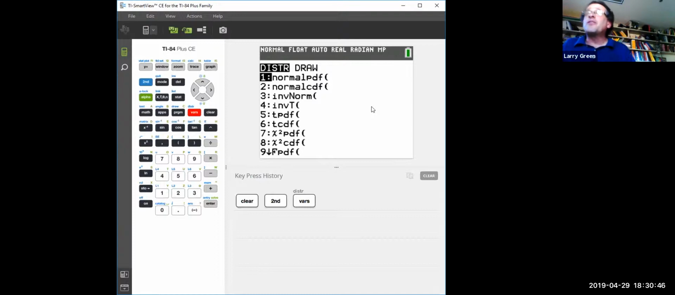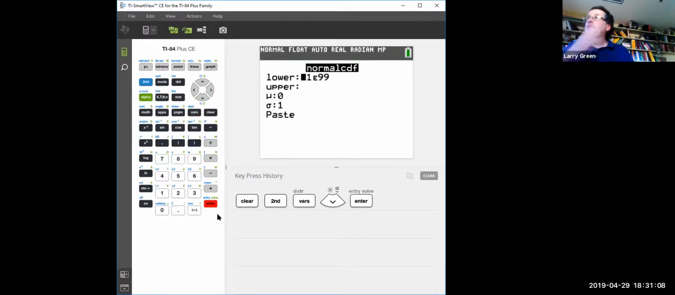This first one, normal PDF, if you ever use it, think again, you're doing it wrong. I don't know why they put this as the first one because that's usually the easiest. It turns out the second one is what we want, which is normal CDF. So we get a normal CDF because we want a probability of between numbers. I hit enter. And this kind of calculator asks for lower, upper, mu, and sigma. My lower number was 100.